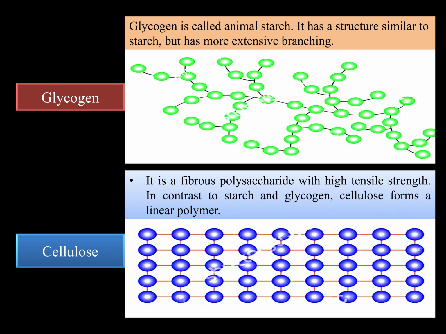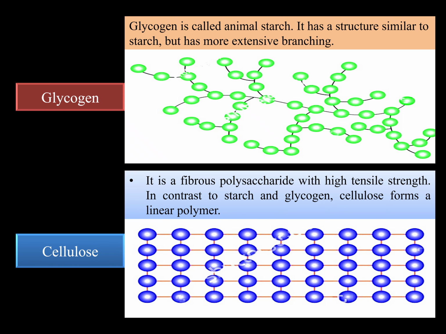Now let us understand glycogen. Glycogen is called animal starch. It is the storage form of glucose in animals. It is found mainly in the liver and muscles. Glycogen has a structure similar to starch but has more branching. Because of branching, glycogen can be broken down quickly to release glucose when the body needs energy.